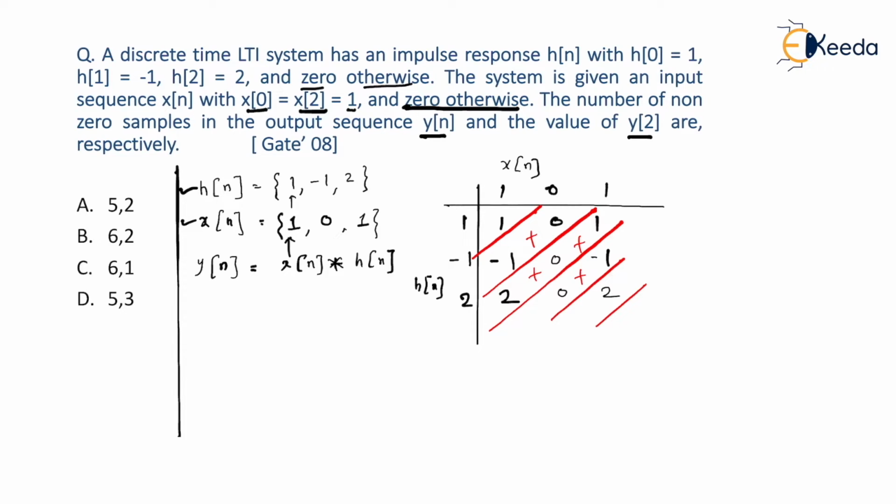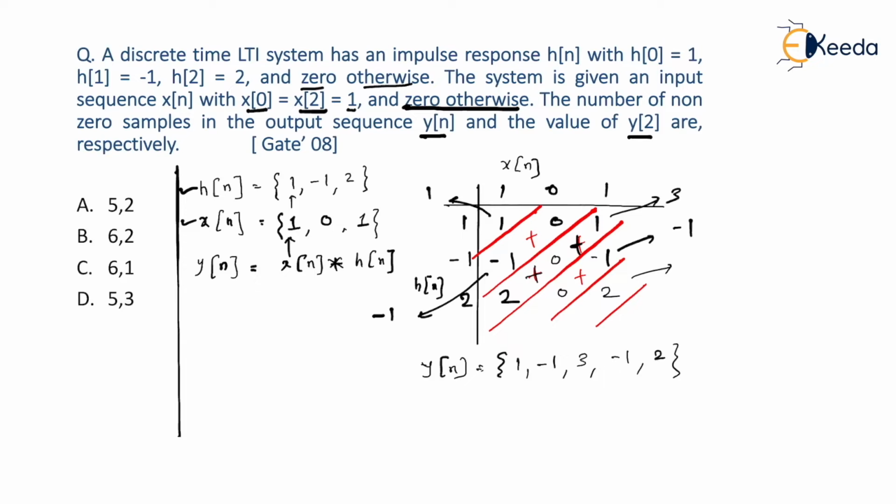Within every diagonal, you have to add the elements present in that diagonal and write the final element. So let me write the final y of n now. From the first diagonal, you get 1. In the second diagonal, if you add minus 1 plus 0, you get minus 1. Then 2 plus 0 plus 1 will give you how much? 3. 3 is the next element. Then 0 plus minus 1, you get minus 1. And last, we get 2.